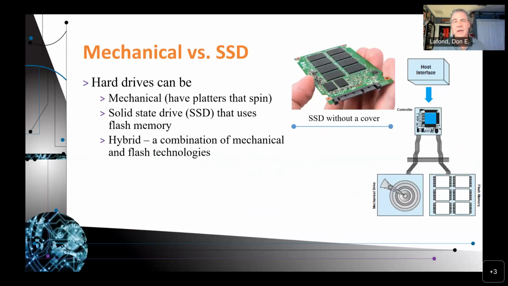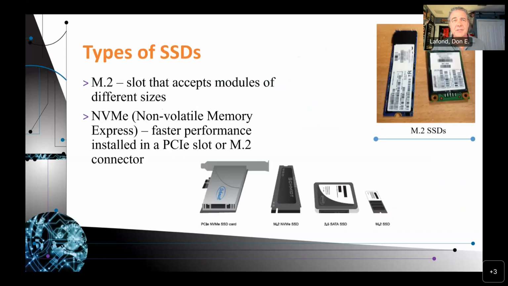So why do we have mechanical drives when we have flash drives that are faster? Well, mechanical drives are cheaper, and you have terabyte hard drives, and I can actually show you that as well. So let me hit pause here again for a moment.